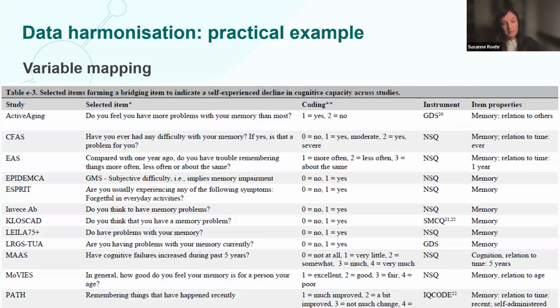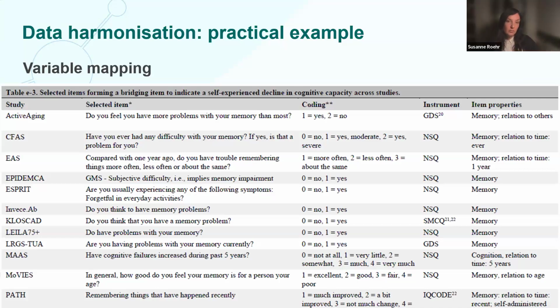Now, starting with variable mapping, this step involves basically reviewing and creating an overview of all available measures or items which are conceptually equivalent, even if they differ in wording or scale. So in our study, where the main outcome of interest was subjective cognitive decline, this meant examining how subjective memory or cognitive concerns were measured across the 16 cohort studies that were contributing to this project, and identifying and selecting items that suit best, and then collating details on coding, origin, and properties. This will give you a really good initial overview.